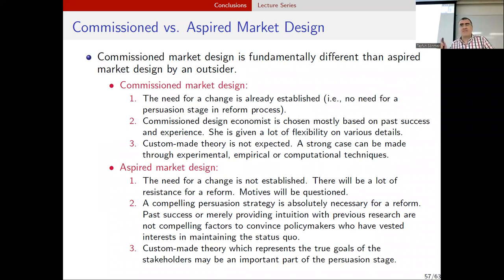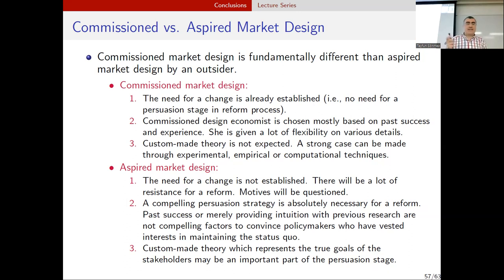Commission market design is fundamentally different from aspired market design by an outsider. Like political economics, it is completely different. In commission market design, the need for change is already established. The design economist is chosen mostly based on past success and experience. She's given lots of flexibility on various details. Custom-made theory is not expected. A strong case can be made through experimental, empirical, or computational techniques. It's a different world.